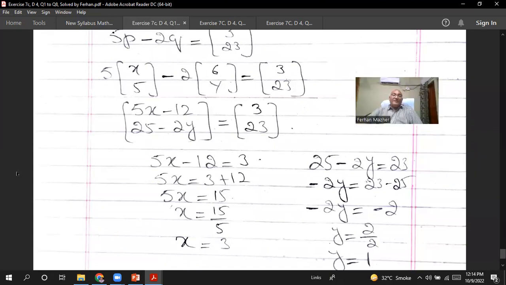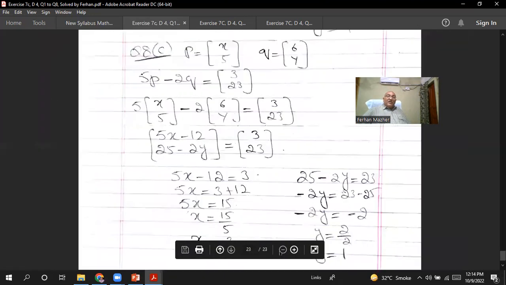In the same way, 25 minus 2y is equal to 23. So minus 2y is equal to 23 minus 25. Minus 2y is equal to minus 2. And the minus signs cancel, so you will have y equal to 2 by 2, and the y value will be 1. So this is how you will do question number 8.